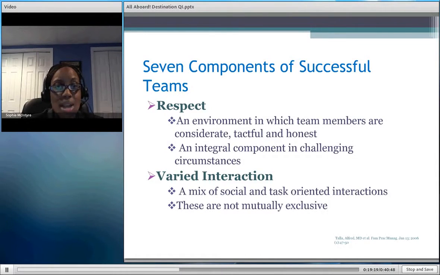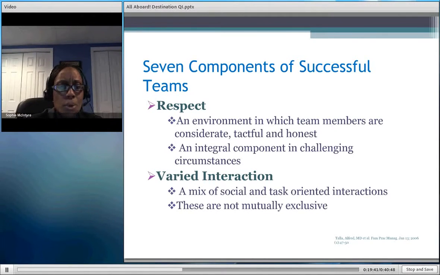So when things are not going well, having a respectful environment, having the ability to be honest with your team, to be able to communicate what's happening in real time, and not be afraid to provide that candid feedback as it's necessary, so that you can realign your team to meet the needs of your patients.